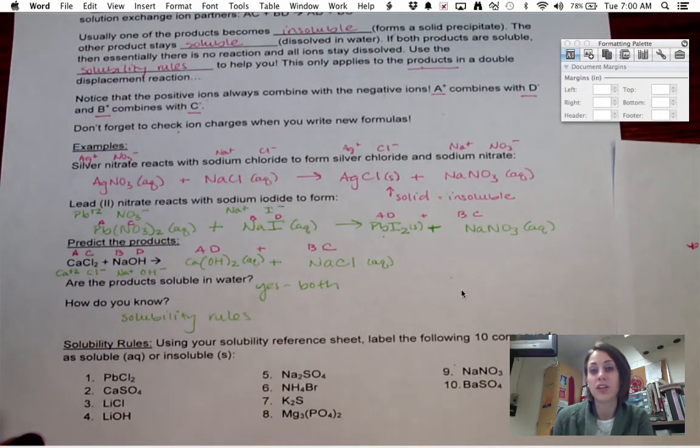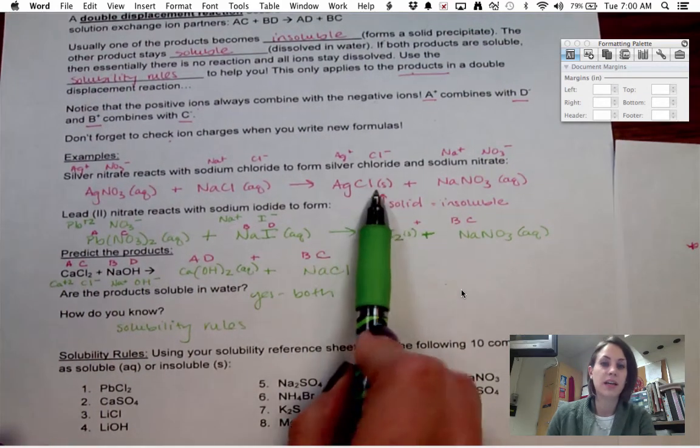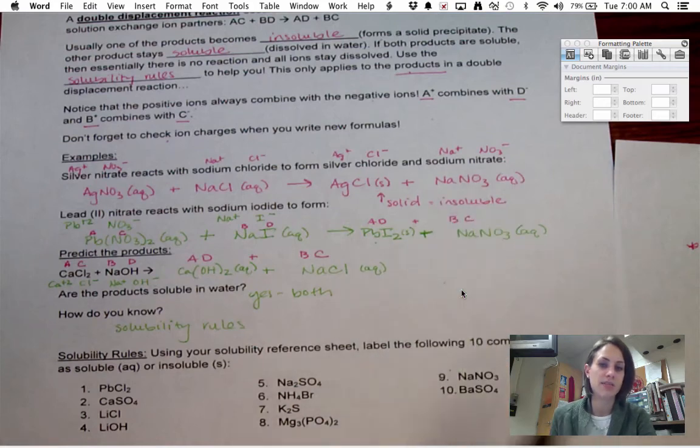The next page on your study guide has some more examples for you to work through with predicting the states of matter and correctly predicting your products for double displacement reactions. So give those a try.